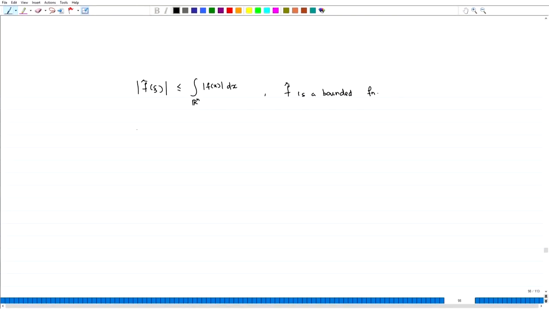So, that question we will address here, and of course the proof is going to be more or less the same. So, let us first look at the example. Let us take f of x is equal to e to the power minus pi mod x square. Now, let us compute the Fourier transform of this f.